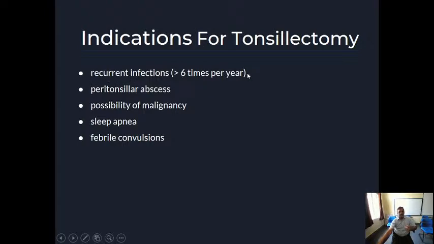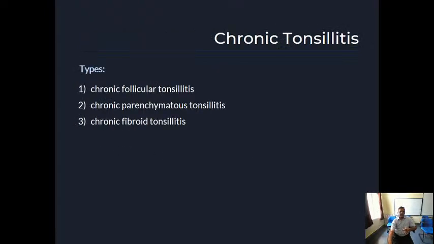Then recurrent infections more than 6 times a year, the possibility of malignancy, and when they are hypertrophied wherein they block the passage of air and produce sleep apnea and febrile convulsions. These are the indications for a tonsillectomy.